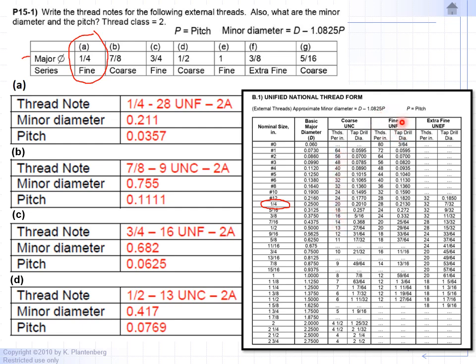And we have fine thread. UNF stands for United National Fine Thread, and UNC stands for United National Coarse Thread. Here's the column for the number of threads per inch for fine thread. With fine thread, the threads are tighter together.